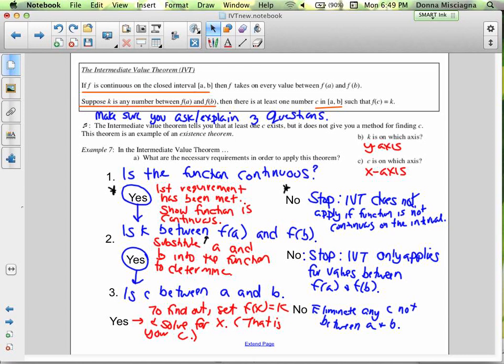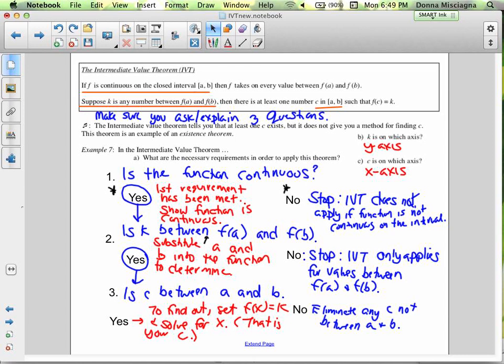Next, you're going to ask yourself this question: is k between f of a and f of b? How are you going to find that? Well, maybe k and f of a and f of b are given to you, but if not, you're going to substitute a into the function and b into the function to determine. And if k is in between f of a and f of b, then you can say yes, and you can show your values. So f of a is whatever, less than or equal to k, which is whatever, and is less than or equal to f of b, which is whatever. And by the way, f of a and f of b could be switched. f of a could be the small one, or it could be f of b.